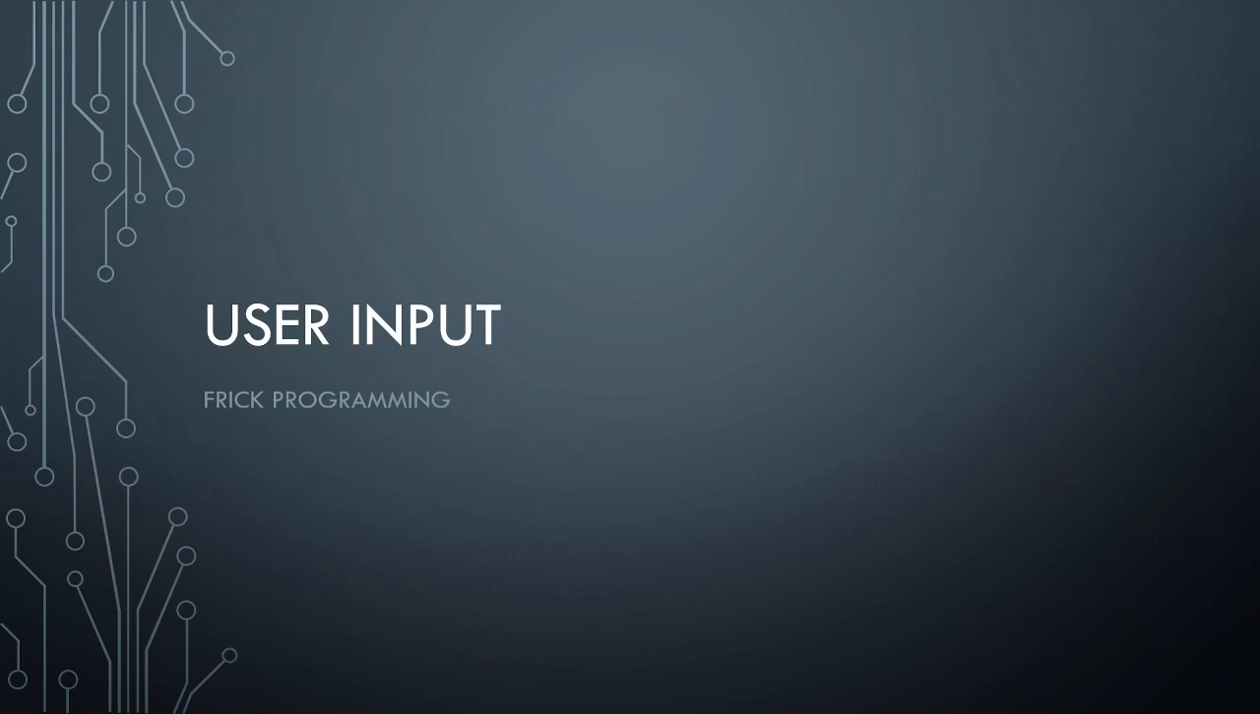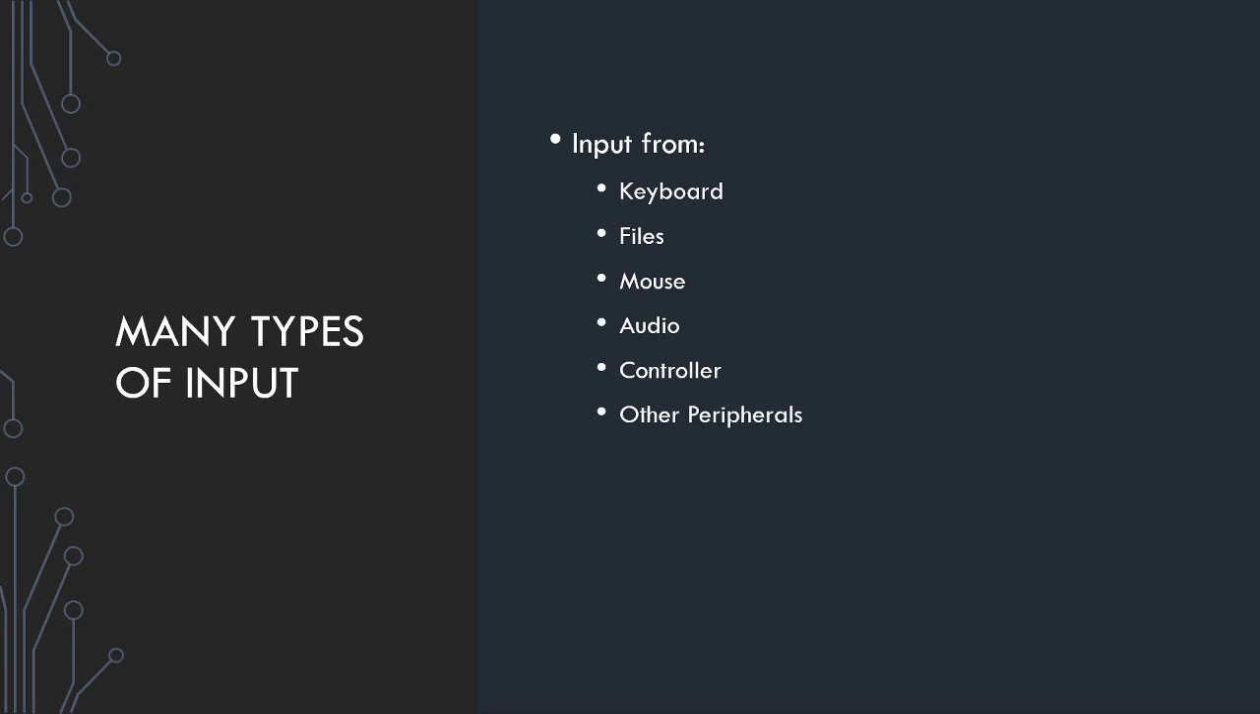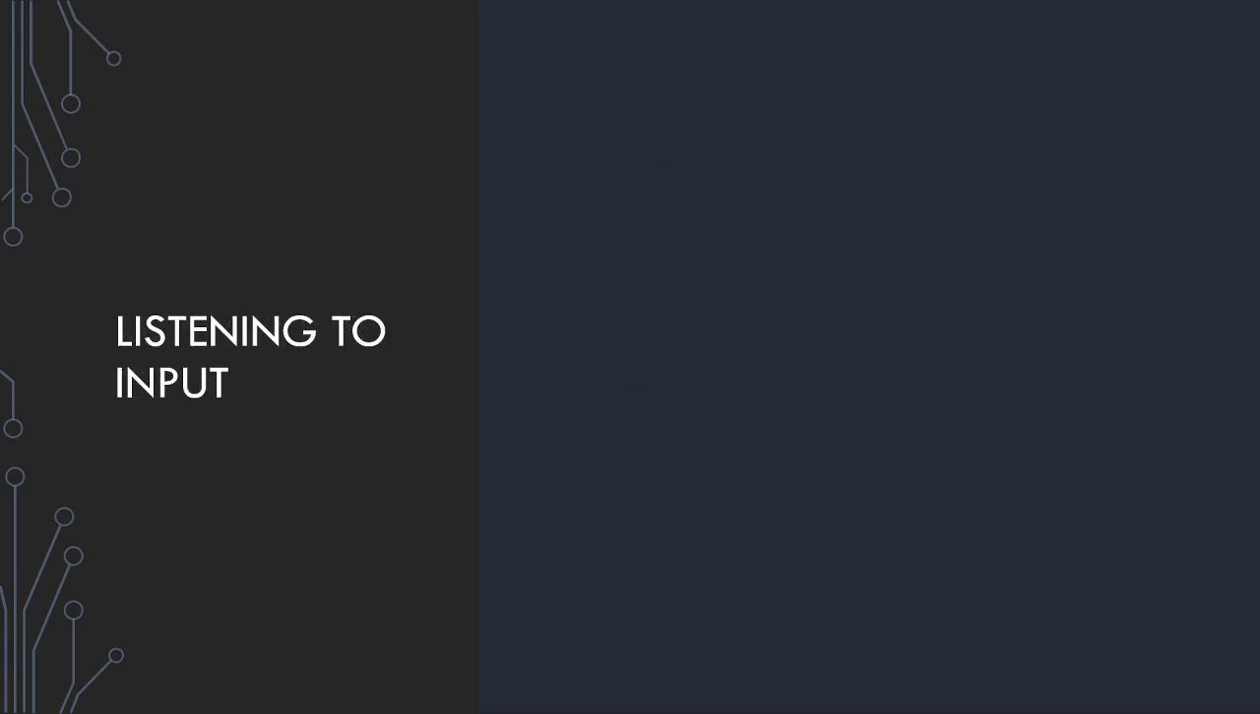Today we're going to go over user input. Now, there are many types of input. You can get input from the keyboard, from files, from the mouse, from audio, from a controller, and really from any other peripheral. You can get it from a printer. If you have sensors, you can get it from sensors as well. And if you have any other gadgets or gizmos that listen in on anything, you can really get any type of input from that.